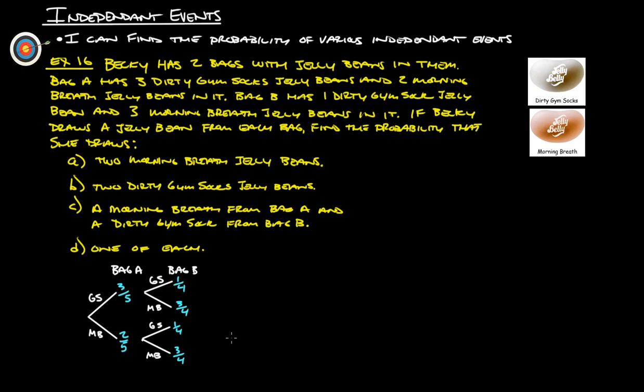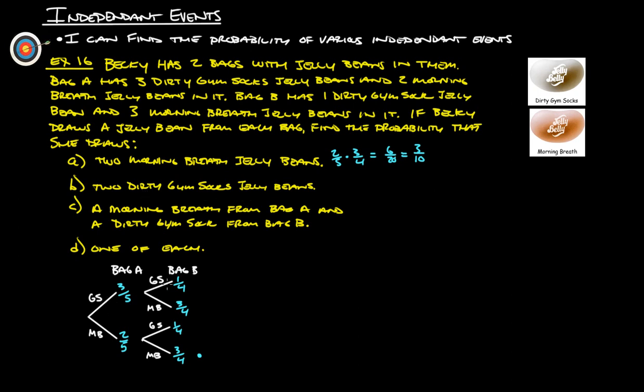Again, you do not have to set it up like this. I find it easier because then I just follow along, figure out which ending I want to have, and just multiply my branches together. Okay, so probability of getting 2 Morning Breath jelly beans. That is Morning Breath, Morning Breath. That's going to be this set of tree branches right here. So that is 2/5 times 3/4. That would give us 6/20 or 3/10, or 30%.